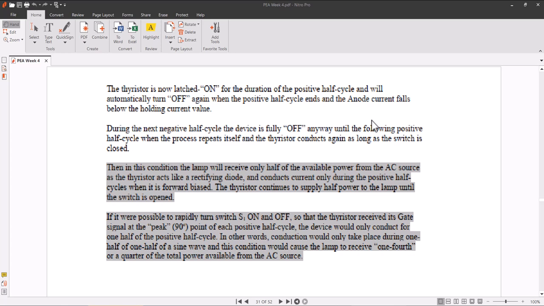If it were possible to rapidly turn switch S1 on and off so that the thyristor receives its gate signal at the peak 90-degree point of each half cycle, the device would only conduct for one half of a positive cycle. In other words, conduction would take place during one half of the sine wave, and this conduction would cause the lamp to receive 1/4 or quarter of the power.